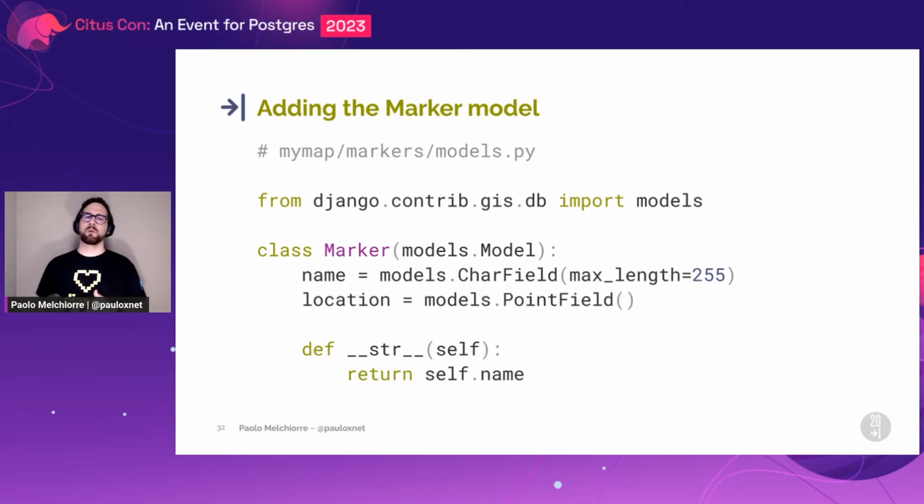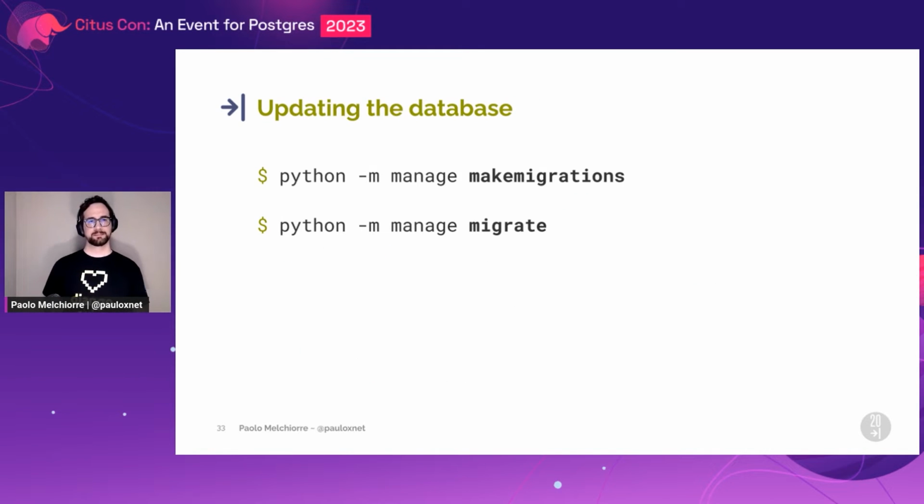We can now define our marker model to store a location and a simple name. Our two fields are both mandatory. The location is a simple point field, and we'll use the name to represent the model. We can now generate a new database migration and then apply it to our database.